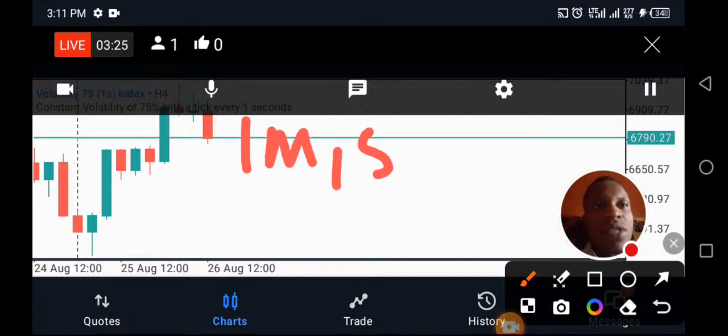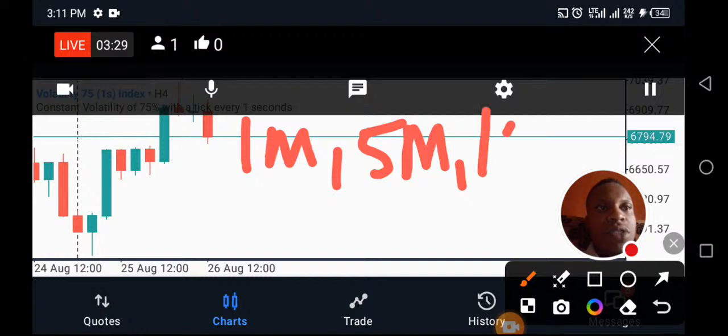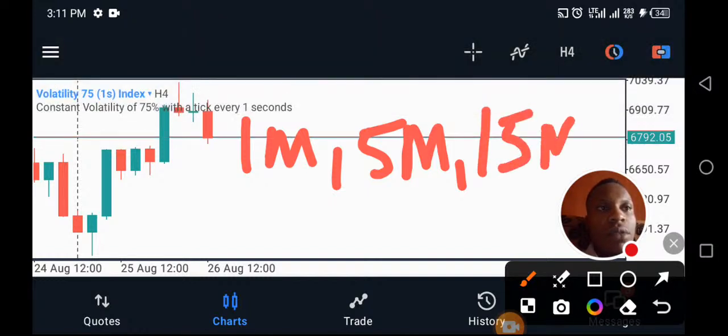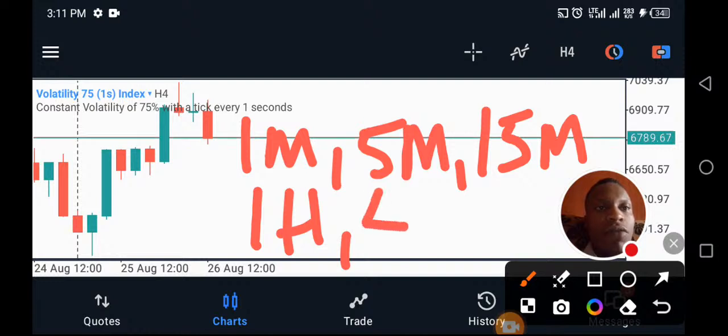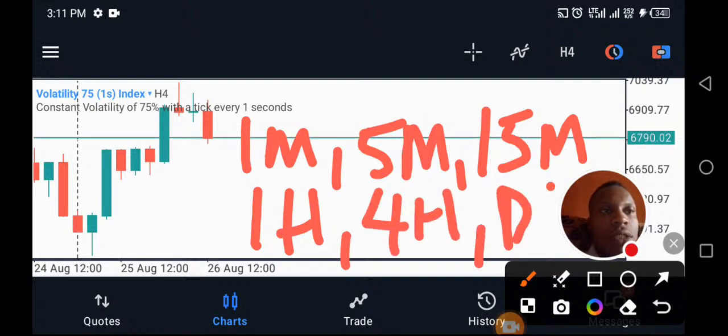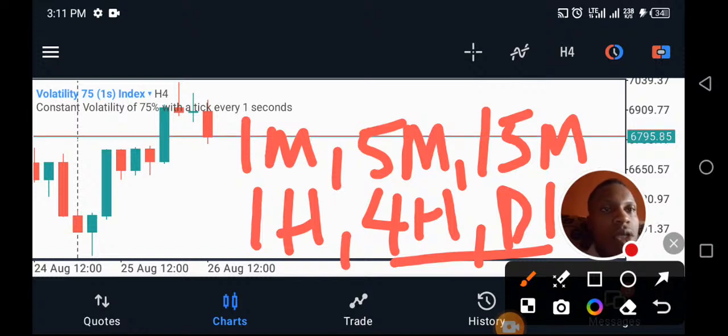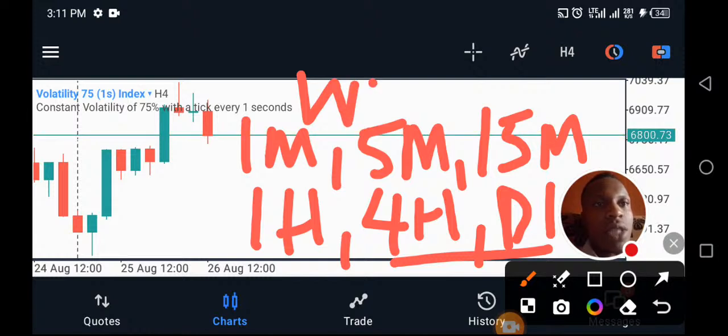We can actually make use of order blocks on the 1 minute time frame, the 5 minutes time frame, the 15 minutes time frame, the 1 hour time frame, the 4 hour time frame, and then the daily time frame. But for the purpose of this training, we are going to make use of either the 4 hour or the daily. And then maybe if there is time, we can look at the weekly time frame.